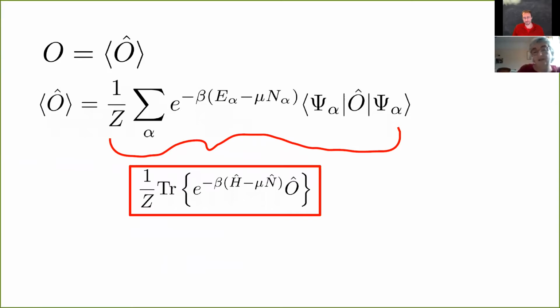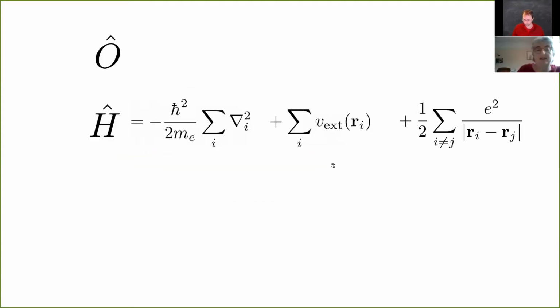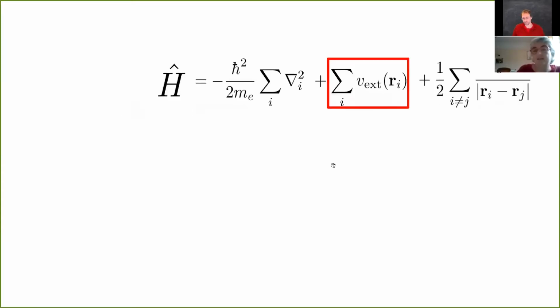This weighted average can be written as a trace. So that means that the explicit many-body eigenstates disappear in the expression. And we're left with something where we see the operator of the observable and the Hamiltonian. The Hamiltonian, as usual, has kinetic energy and Coulomb interaction, and it has in particular the external potential. And this is the system characteristic ingredient in the Hamiltonian if we think that the Coulomb interaction is universal, same for every system, and if we think that the kinetic energy is the same expression for every system.